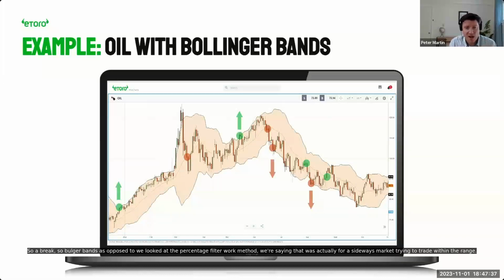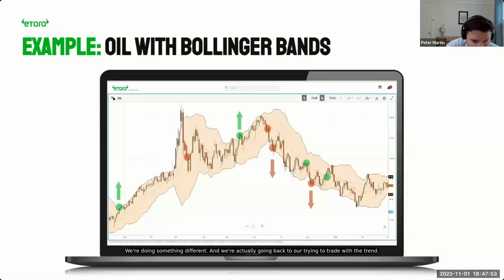So Bollinger Bands, as opposed to the percentage filter method, which was actually for a sideways market trying to trade within the range, we're doing something different now. We're going back to trying to trade with the trend. So here, a trading signal is a break outside the Bollinger Band. If it breaks above, that's a buying signal. If it breaks below, that's a sell signal.